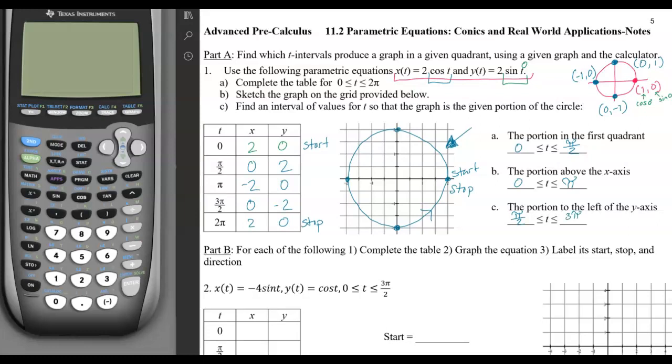This is honestly just trying to get you used to graphing when the parametrics include sine and cosine, and also get you used to recognizing what t values produce what.